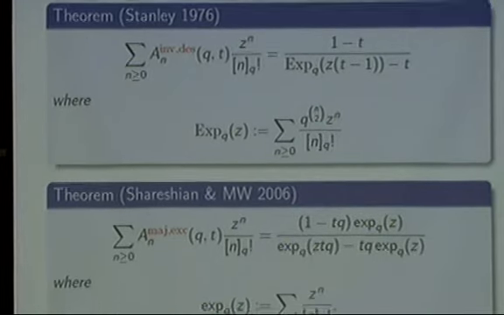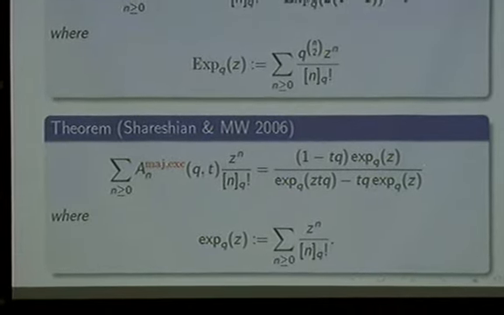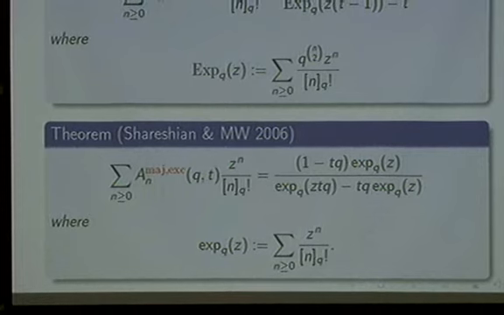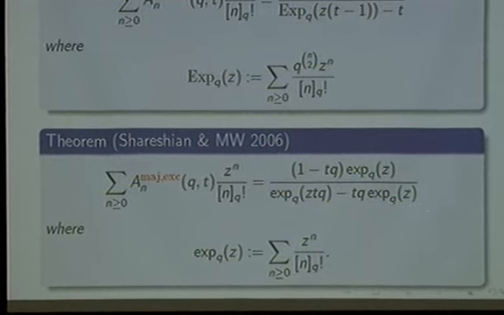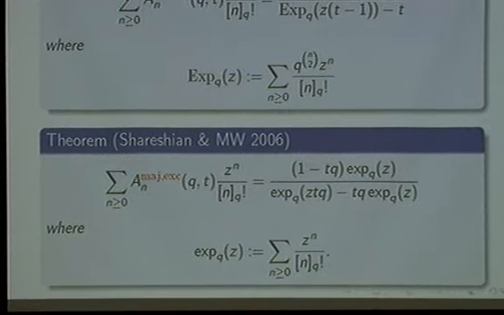It's another q-analog of Euler's formula. And it's easy to see that this reduces to Euler's formula when we replace q by 1. So that's Euler's formula when q is replaced by 1, and so is this. So this is the formula that we obtained.